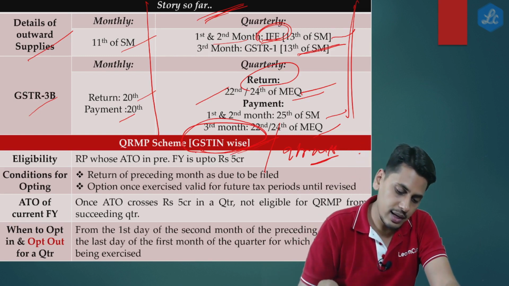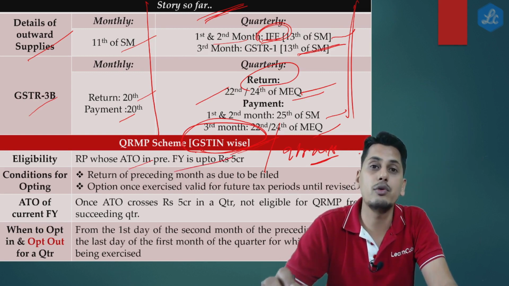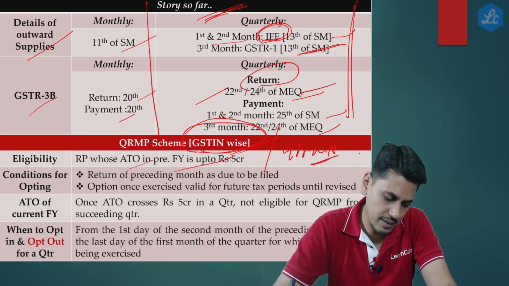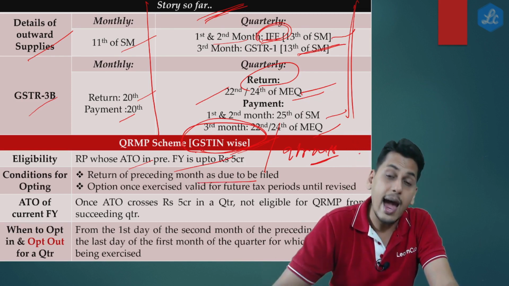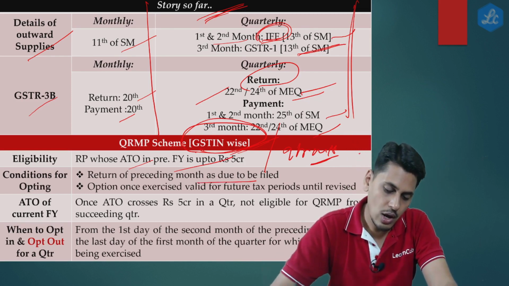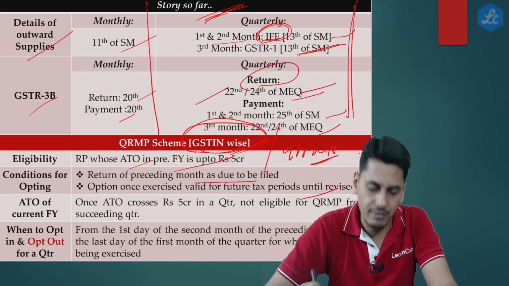So eligibility, those registered persons whose aggregate turnover in the preceding financial year is up to 5 crores, they are eligible for the scheme. What are the conditions for opting? Return for the preceding month as due has to be filed. Option once exercised shall be valid for future tax periods until revised.